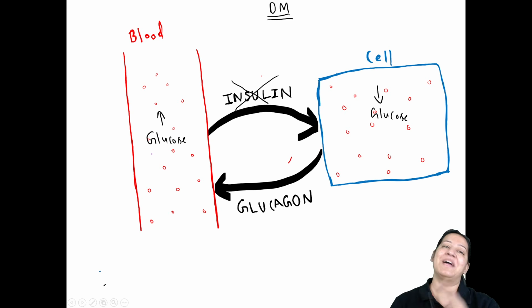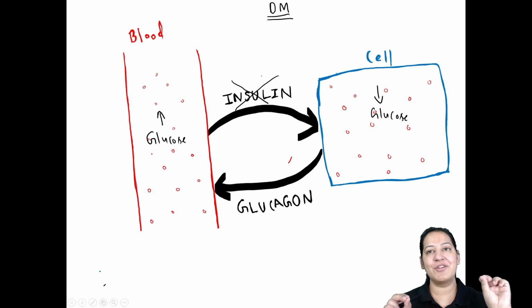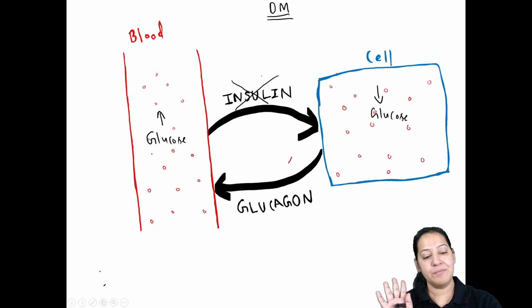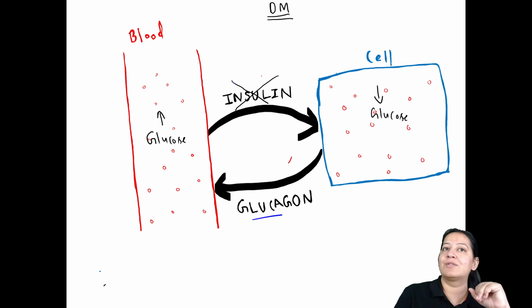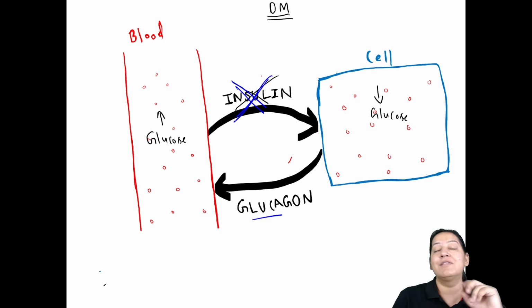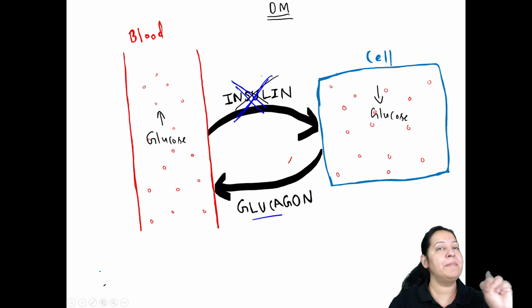Now, what is happening in diabetes? Let's come to our topic directly. What is diabetes? What is the problem in diabetes? In diabetes, we don't have any problem with glucagon. We have a problem with insulin. So make a cross over insulin. Now you will say, ma'am, what is the problem with insulin? There can be two problems.